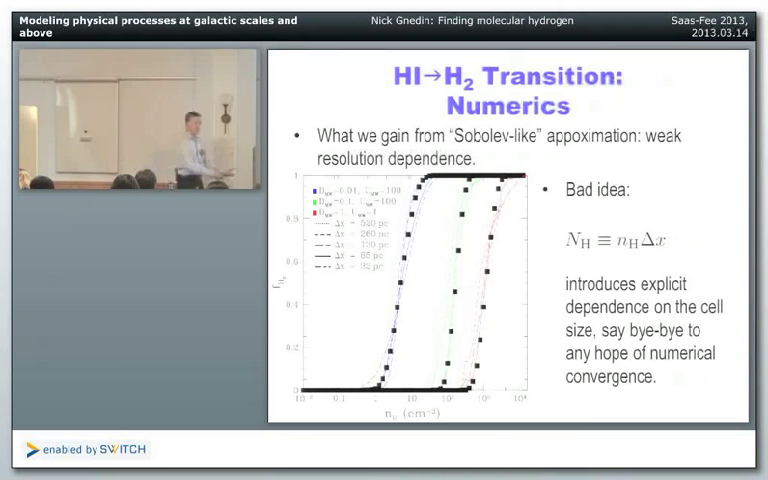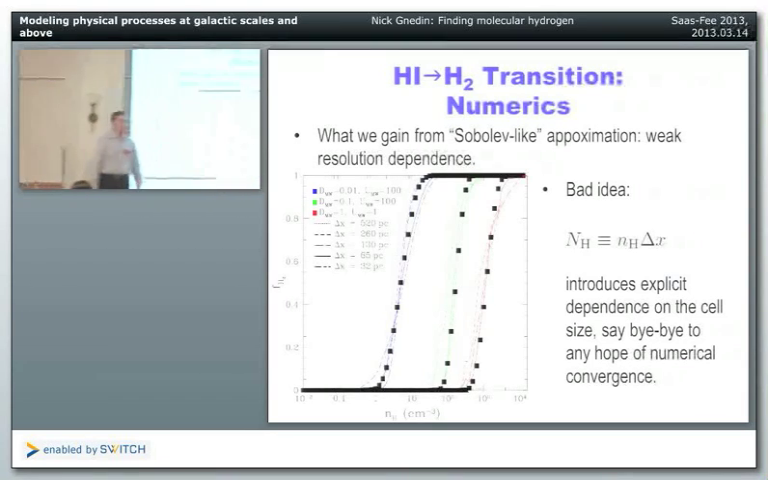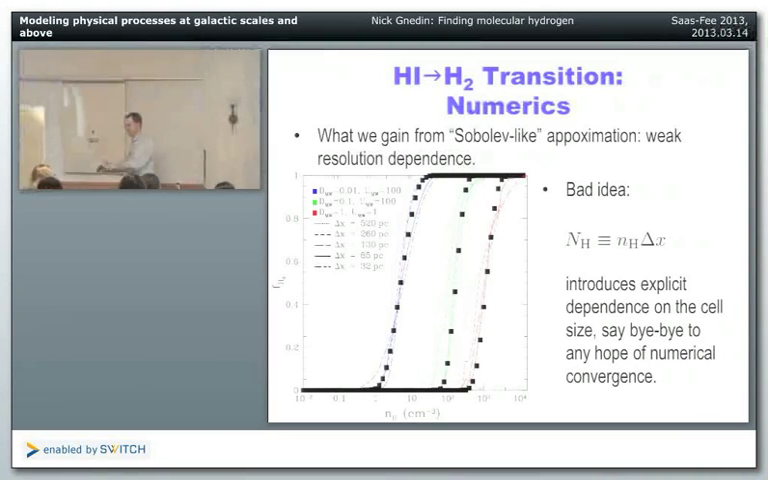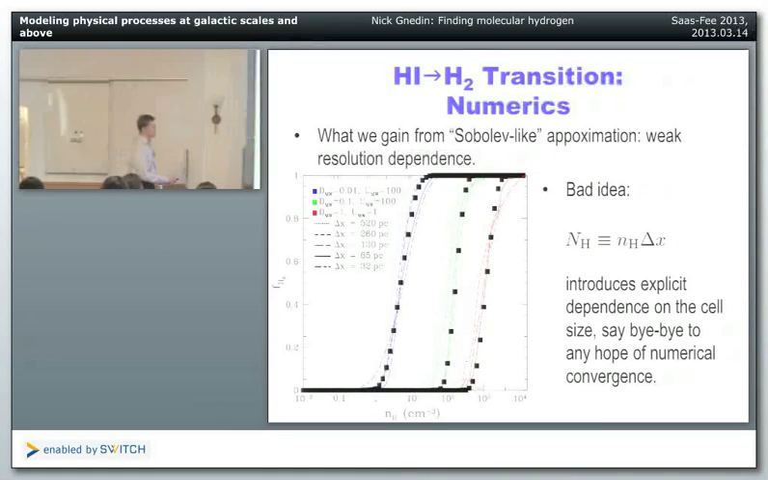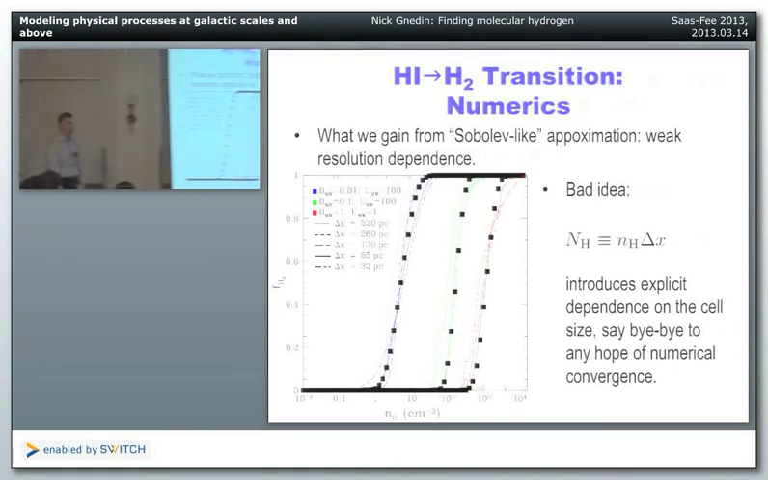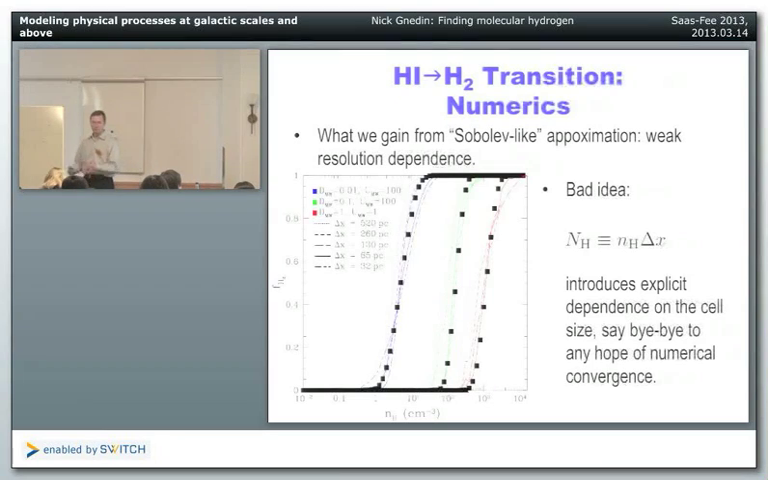So what I'm going to do is I can now increase the resolution of my simulation and get something which is twice better. So you run your simulation with twice the resolution, and suddenly all your molecular clouds disappear because you decrease the column density by a factor of 2. Right? And now all your hard work just goes to nothing because you now don't have any molecular gas.